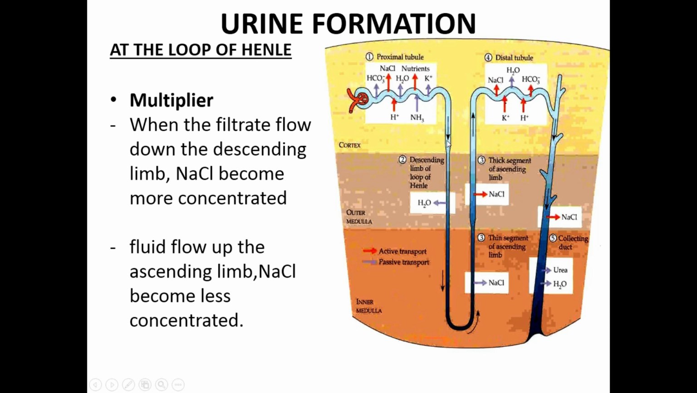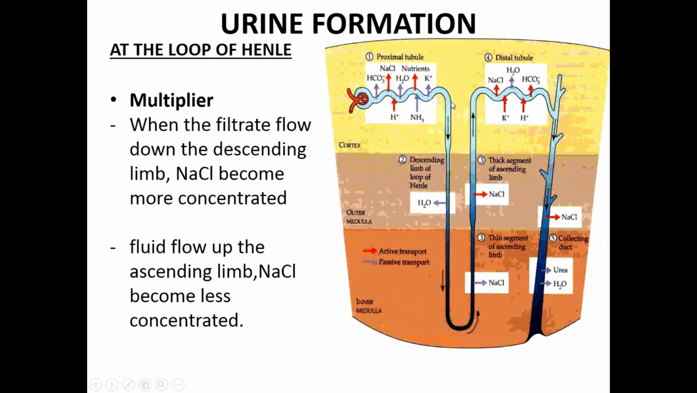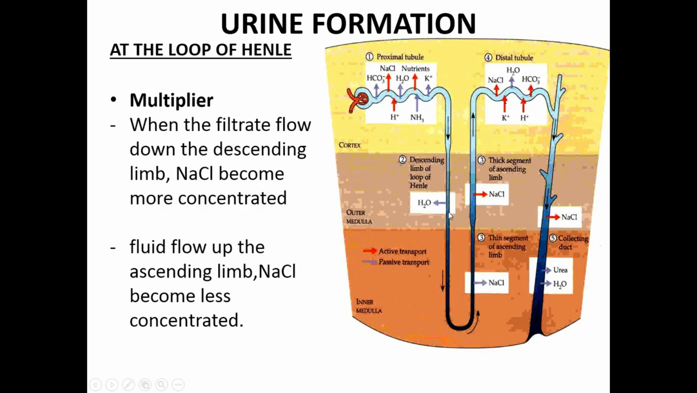Okay, ulang. Countercurrent multiplier. Fluid moves down the descending limb. Countercurrent: fluid moves down in the descending limb and fluid moves up in the ascending limb. Multiplier: fluid moves down, the sodium chloride becomes concentrated, and then fluid moves up, the sodium chloride becomes less concentrated.